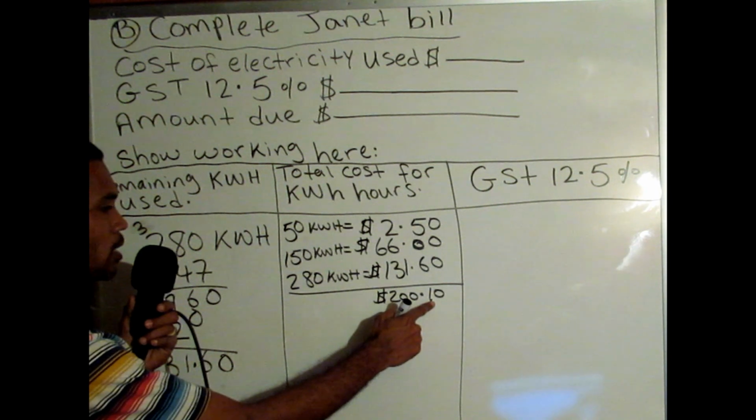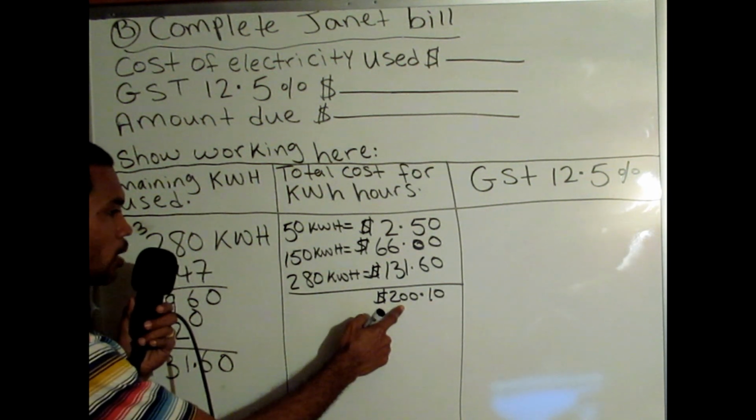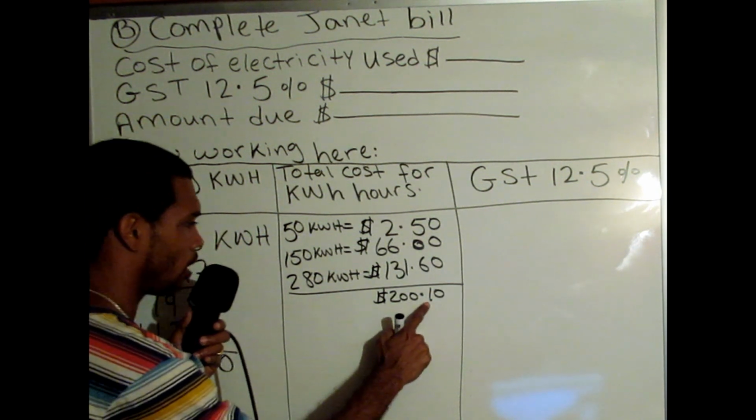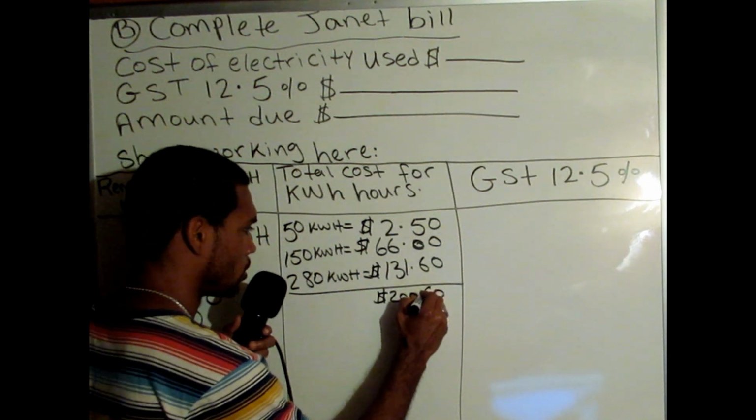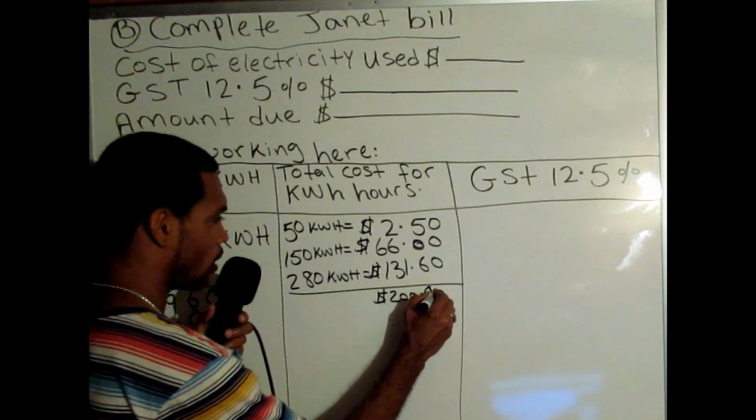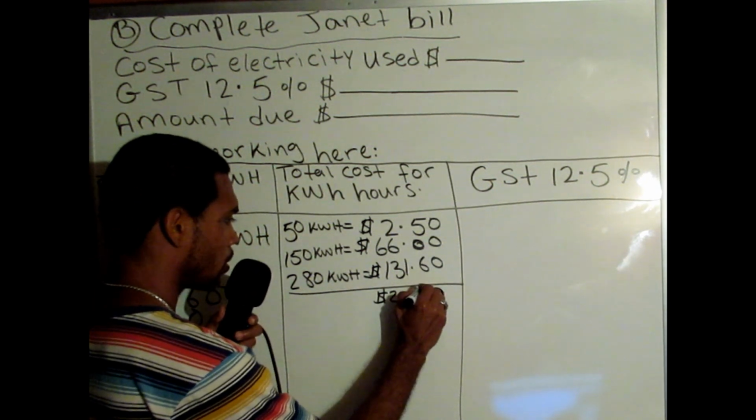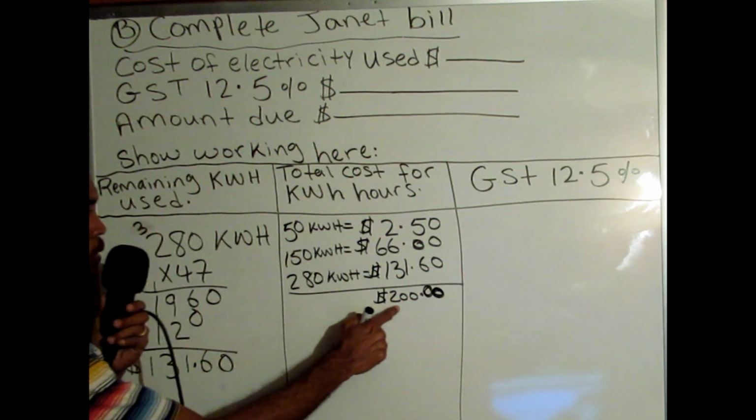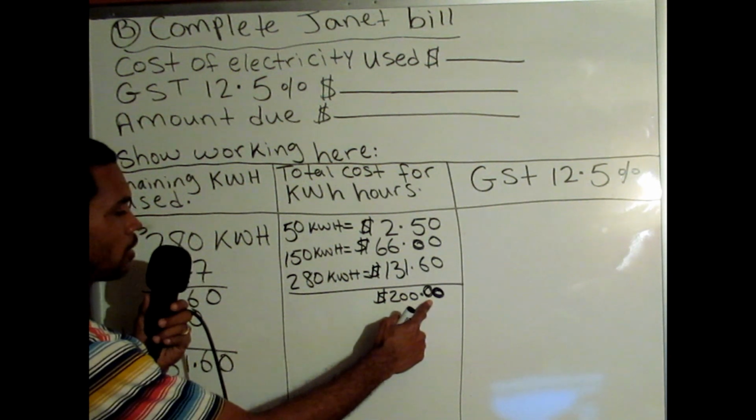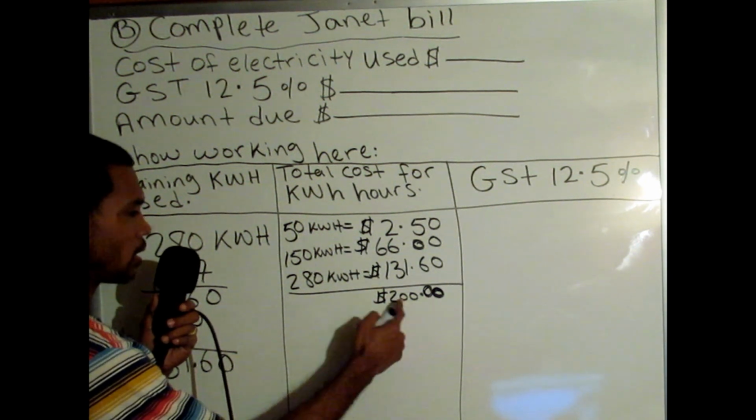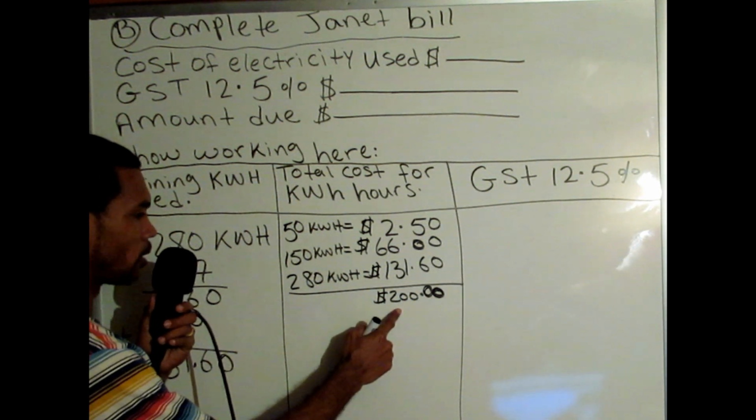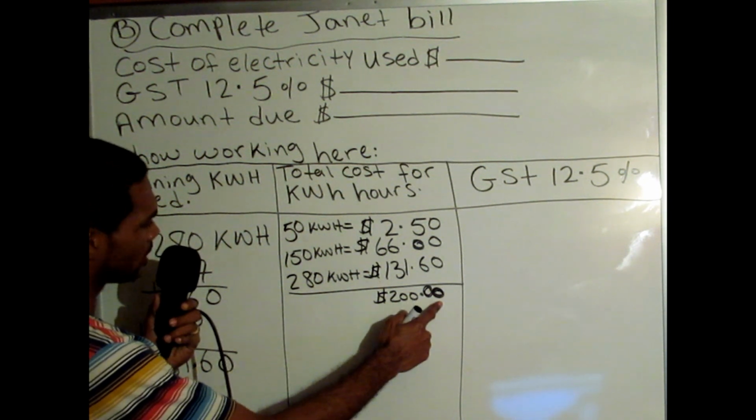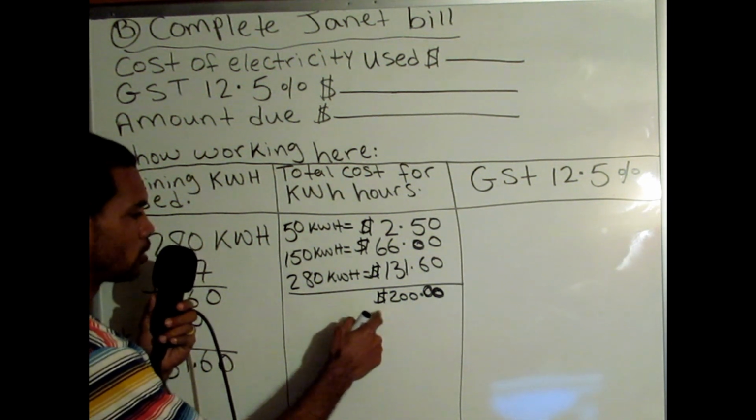And because this is just 10 cents, the $200 will remain the same, and the other numbers will become zero. So $200.10 is rounded to $200. Remember, if this was $200.50 or more than 50 cents, then this would have rounded to $201. But because it's 10 cents, it's $200.